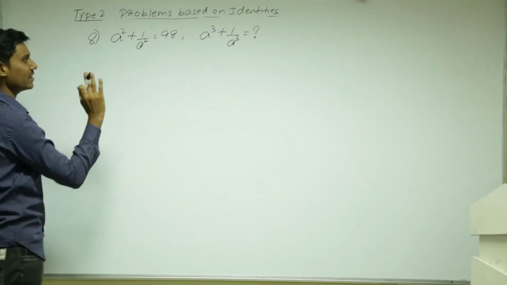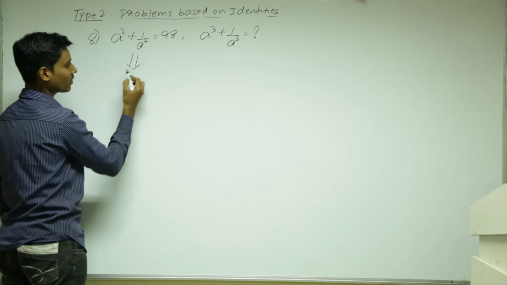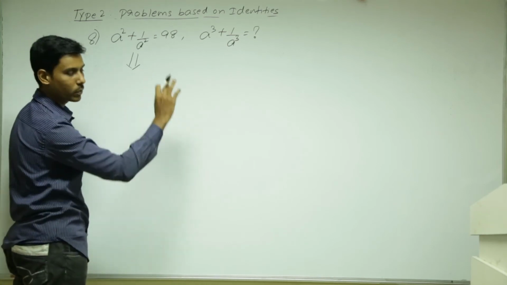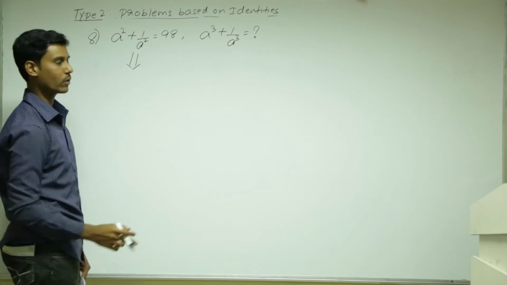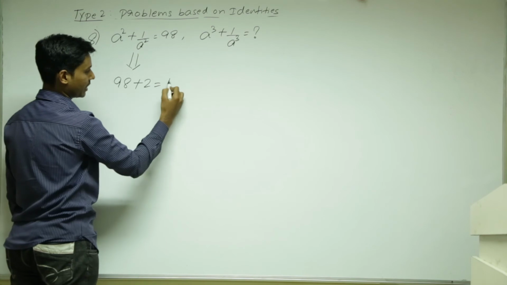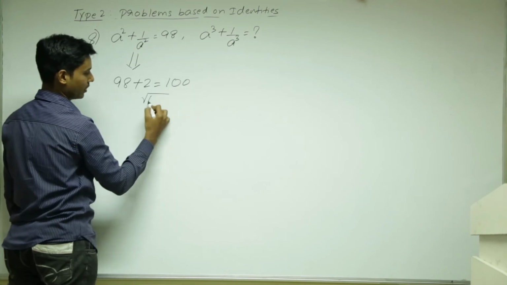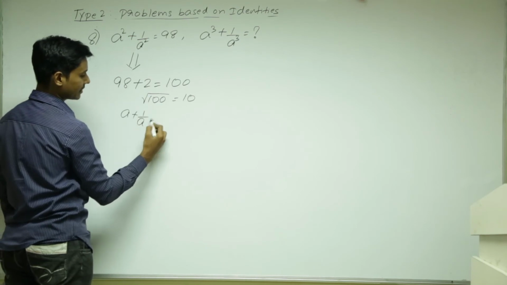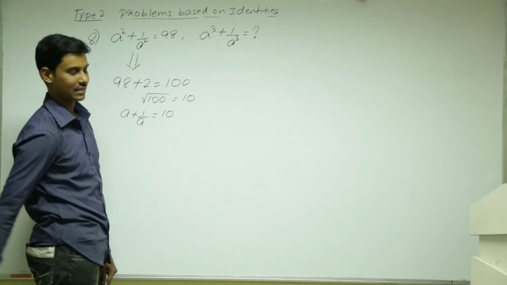So see here, very easy approach. If a square plus 1 by a square is 98, how do you find a plus 1 by a? Forget about a cube plus 1 by a cube. How do you find a plus 1 by a? Take the right hand side, add 2 for it. It becomes 100. Take the square root. Square root of 100 is 10. That means a plus 1 by a is nothing but 10.